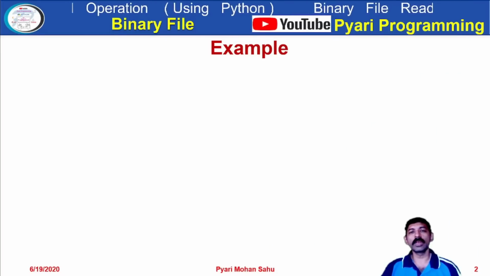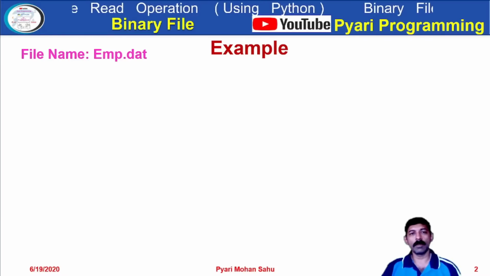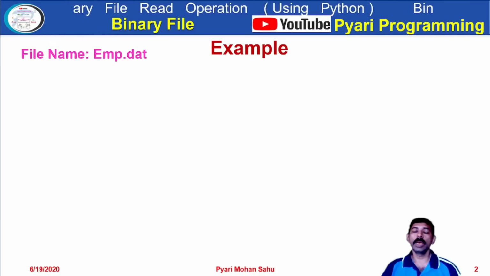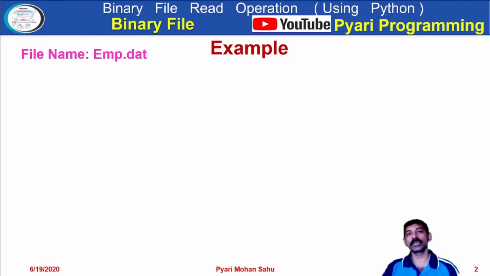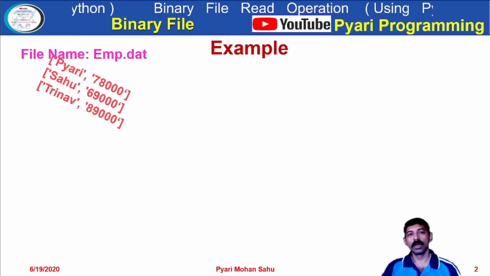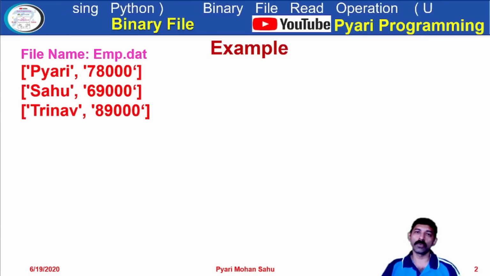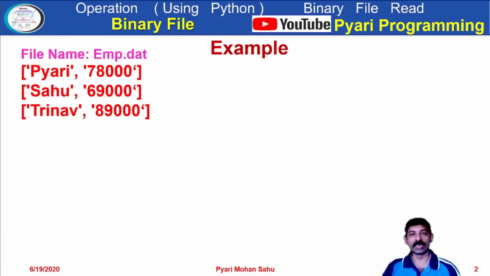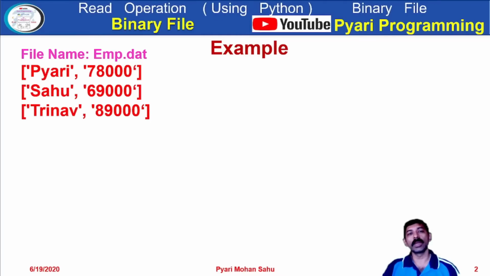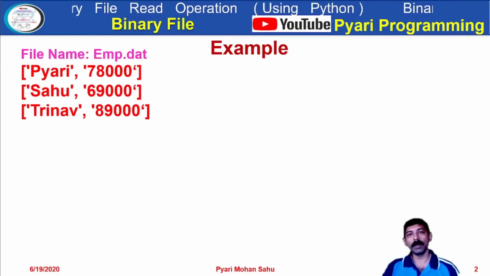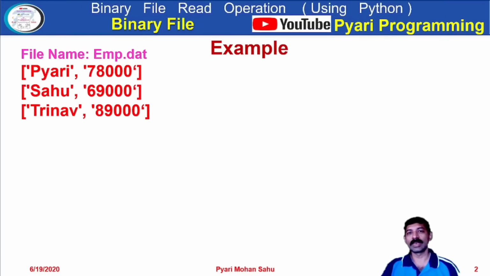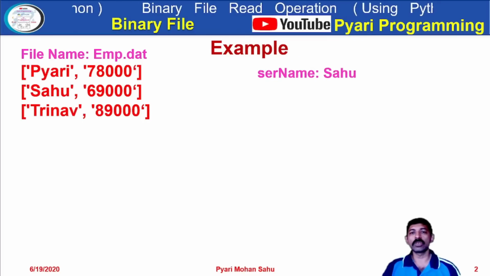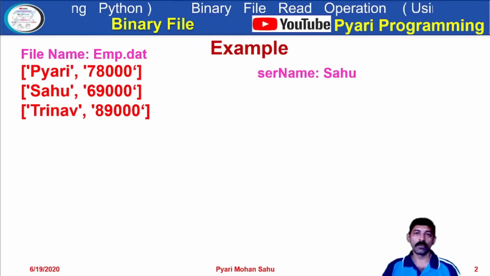So let's start with an example. Suppose I have a file called emp.dat. Dat is an extension for a binary file. Now suppose these are the contents of my file, where the data is stored in the form of a list. The first element of the list is the employee name and the second one is the salary. Now I want to search for the name Sahu in this file.